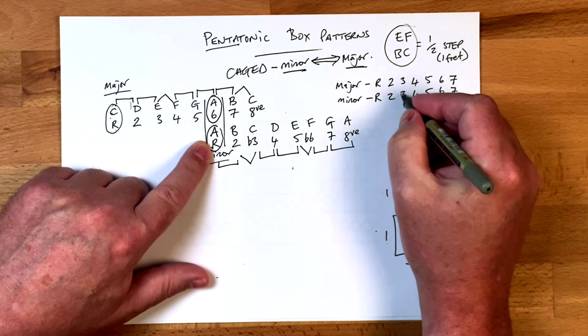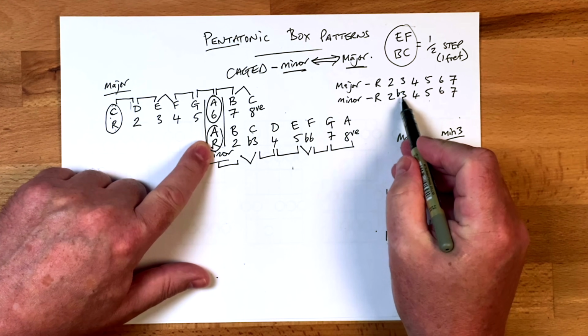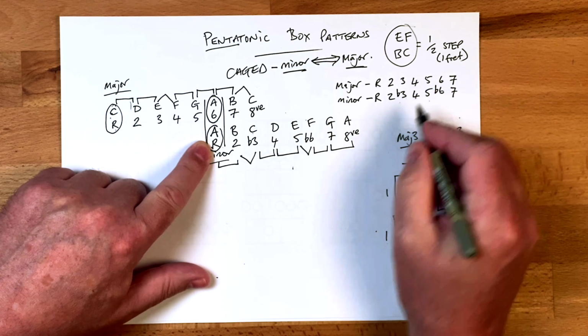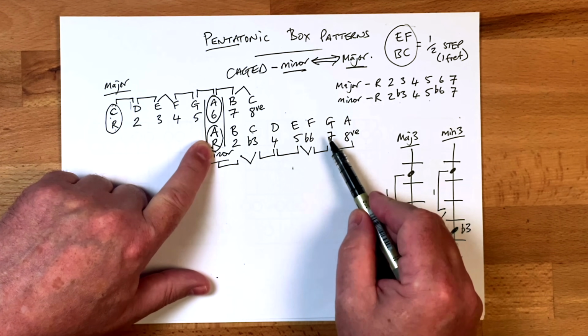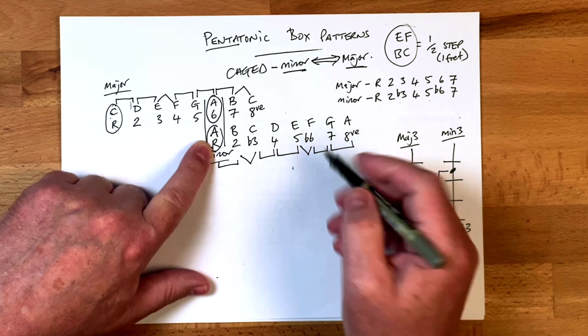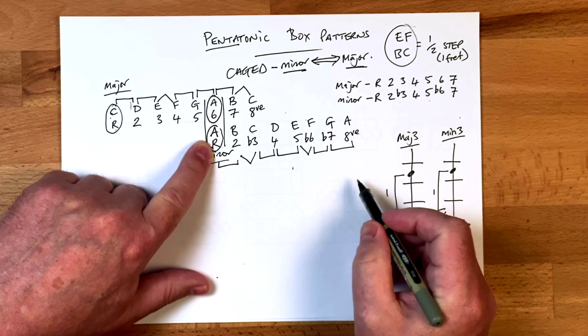Now let me add that to our scale formula here. You see we get the flat third, we've got that flat sixth there. Now, because that flat sixth has been altered, that means everything else has been pulled down as well, and we end up with a flat 7.